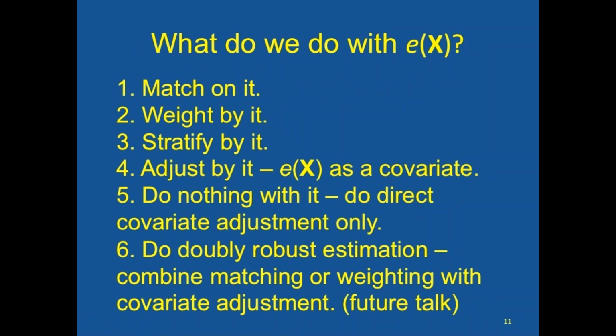So what do we do with the propensity score? What do we do with this estimated quantity? Well, one, we can match on it. We can weight by it. We can stratify by it, which is really an older approach. The downside to stratifying by it is that we now have to do some sort of stratified analysis, and it only partially adjusts for confounding in comparison to these other approaches. We can adjust by it. That is, we can use the propensity score as a covariate. There are those out there still advocating for this approach.